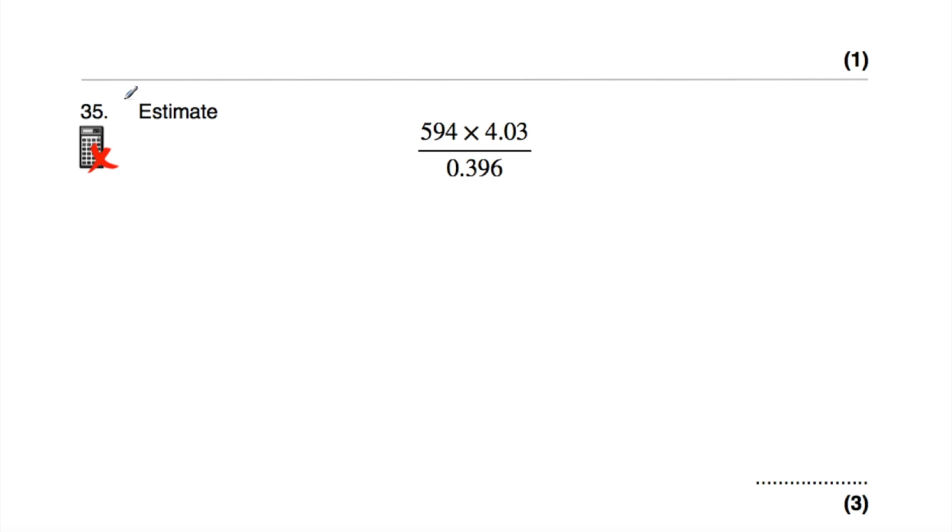Okay, let's look at our next question, question number 35. So question number 35, we've been asked to estimate 594 multiplied by 4.03 over 0.396. So let's round these numbers to one significant figure. So 594 is closer to 600 than it is to 500. Multiplied by, well, 4.03 is closer to 4 than it is to 5. And 0.396 is closer to 0.4 than it is to 0.3. So we've got 600 times 4 divided by 0.4.